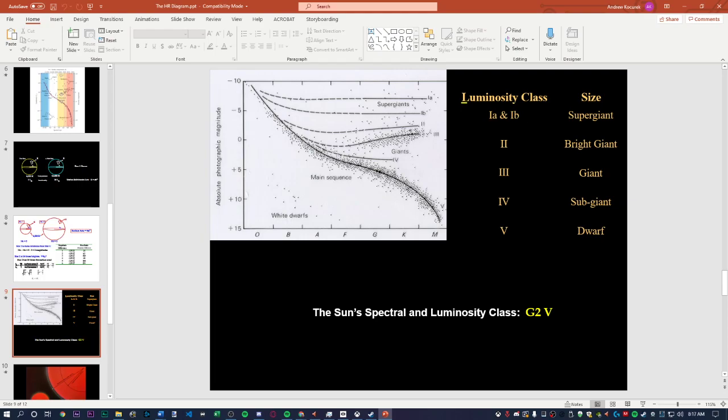So for the luminosity class, we have supergiants, which are 1A and 1B. We have bright giants, which are 2 here. We have giants, which are Roman numeral 3. Then we have subgiants, which are 4. They have just left the main sequence. And then we have dwarfs, which are on the main sequence, which are most of the stars that are burning hydrogen right now.